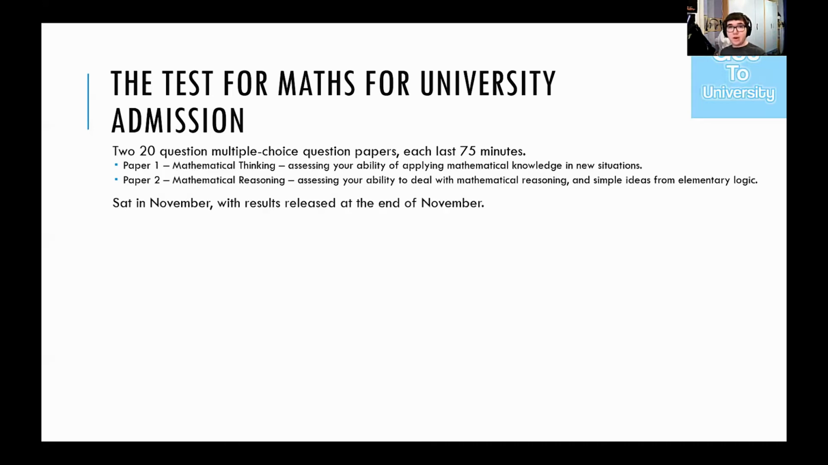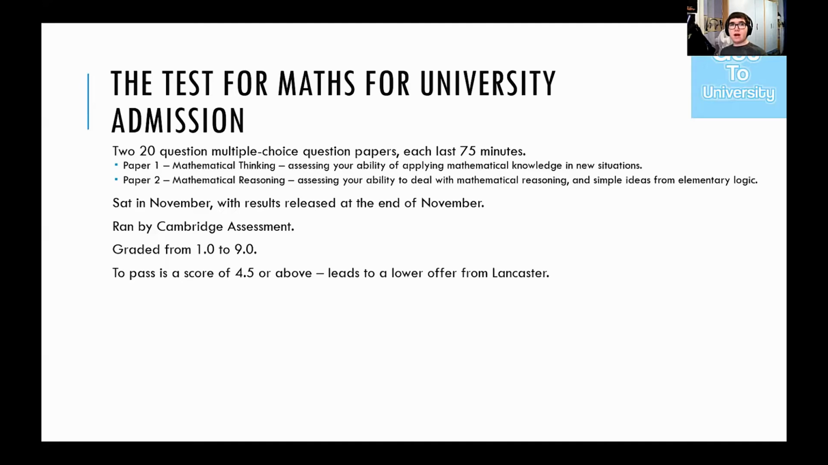You sit it in November, and the results will be released at the end of November. It's run by Cambridge Assessment, like the previous one, and you get a grade from 1 to 9 on a scale, and if you get above 4.5, then you will get a lower offer from Lancaster, for example. Now, once again, you don't have to sit this, it's optional.